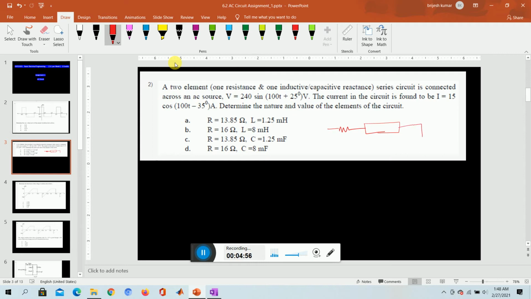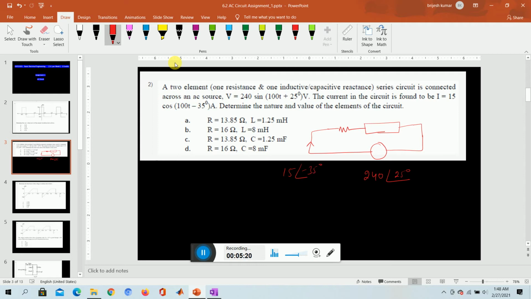This voltage source is of the value 240 peak and the angle is 25 degree. And the current flowing in the circuit is found to be 15, and this has an angle of minus 35 degree.